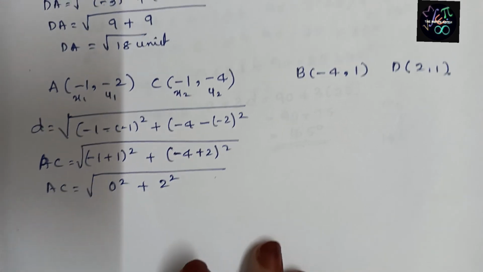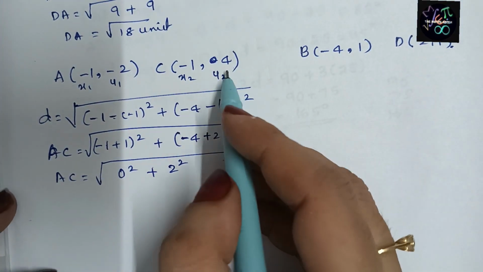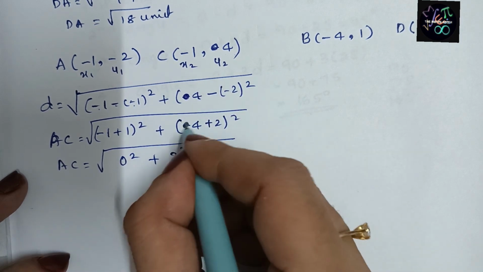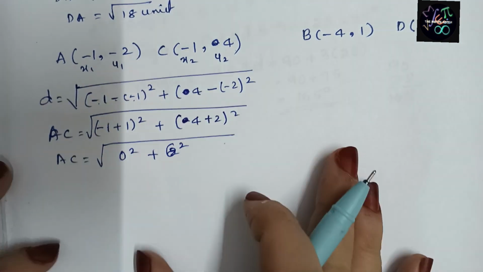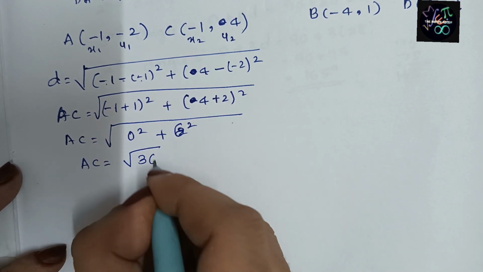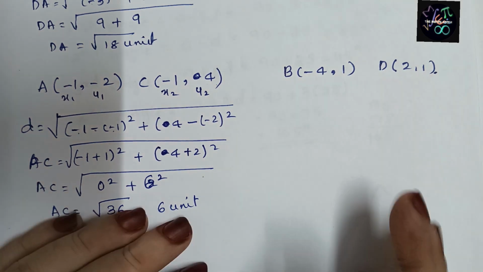Here, the C point I have taken by mistake as minus 4. It should be 4, because you can see the C point is (-1, 4). Okay, so here y2 minus y1 is 4 plus 2, so 4 plus 2 is 6. 6 square is nothing but the AC value. What we got, root 36, that is 6 units. Okay, now let us see the BD.